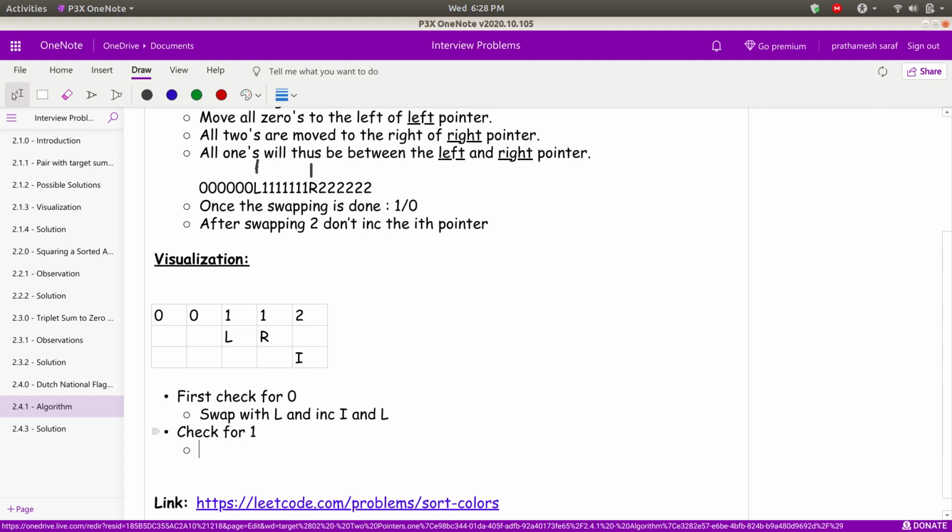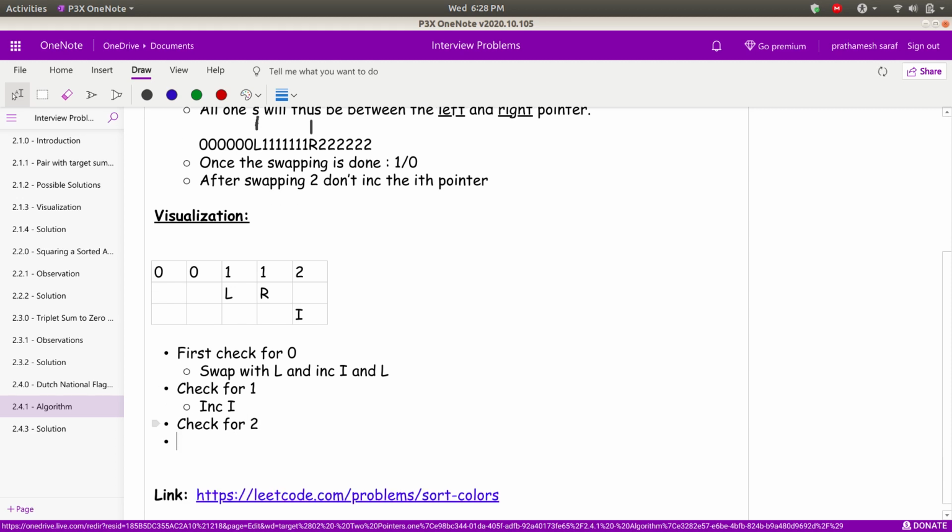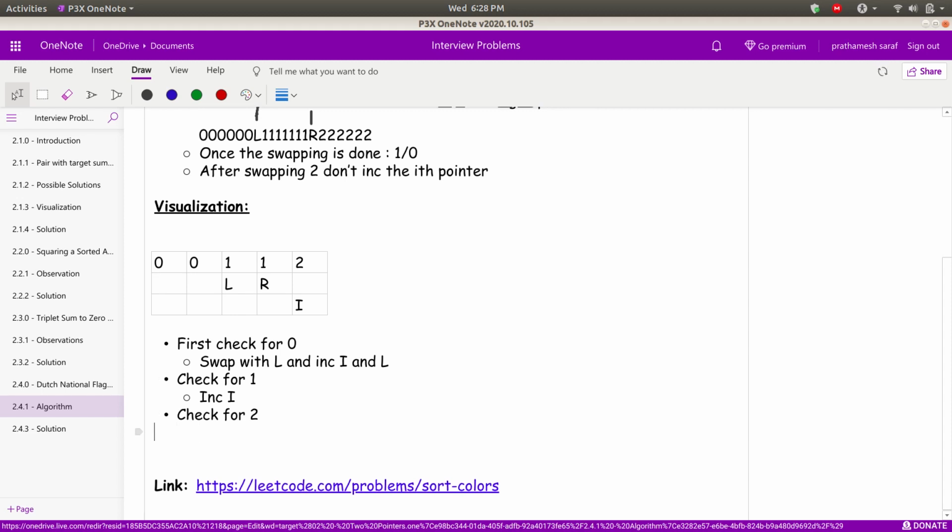Then check for 1. If it is 1, you do nothing, just increment the I, right? Then check for 2. If it is 2, you are going to swap with R and decrement R. Yes, because the left pointer is going to go in the forward direction, and the R pointer is going to go in the reverse direction, so decrement R.